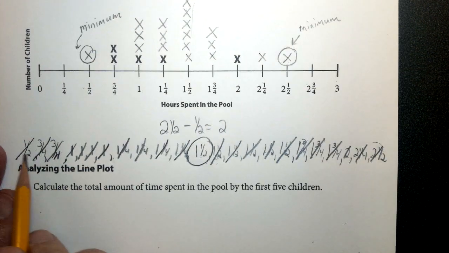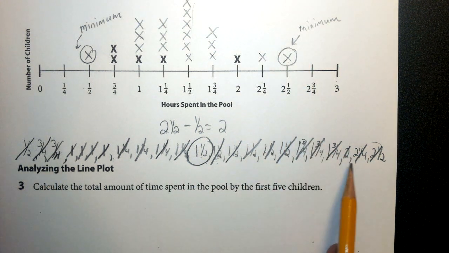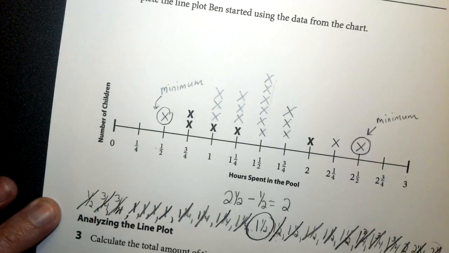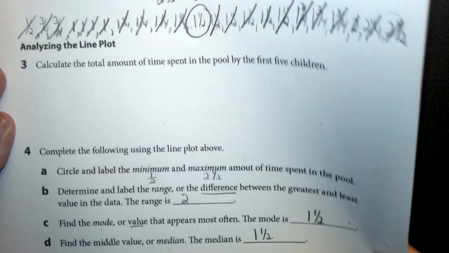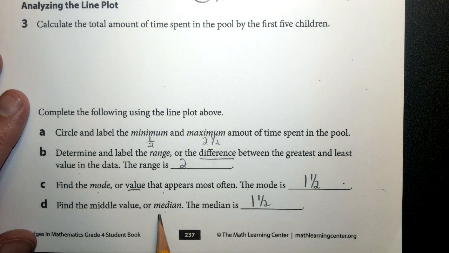So that takes a while to do. You have to write out all the numbers from smallest to largest, all the x's that you had, and then start crossing them off side to side until you get to the middle number. So that's how you find the minimum, the maximum, the range, the mode, and the median.